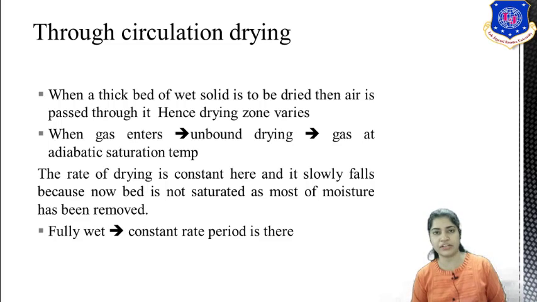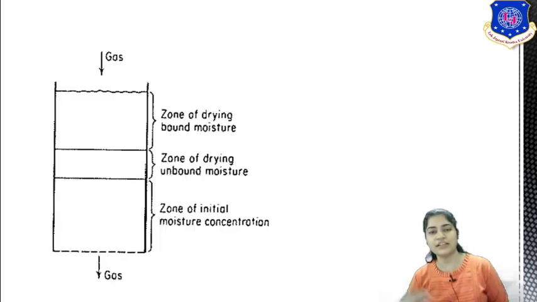Adiabatic saturation temperature. If the temperature of that gas is the adiabatic saturation temperature, it means that is the maximum drying rate. Okay, so if fully wet is there, then your constant rate period is there, right? Now try to understand, these are the zones.